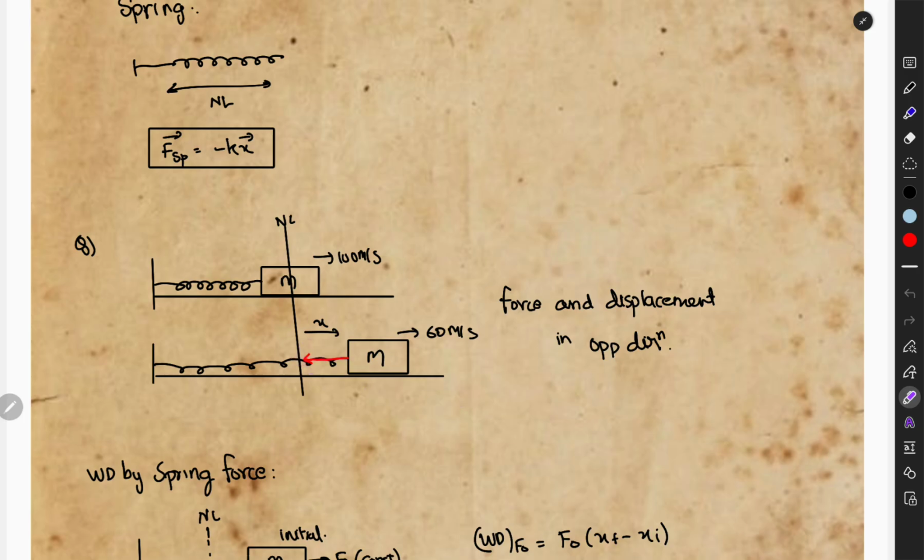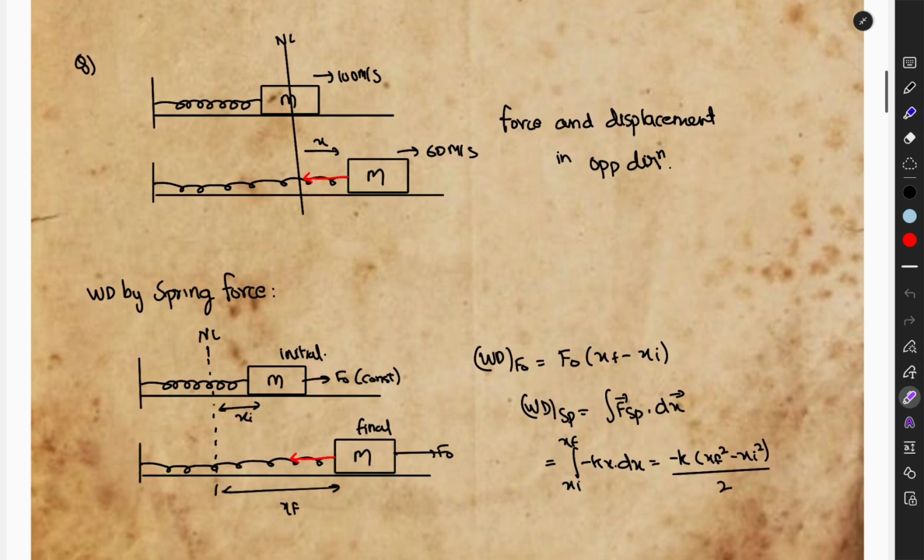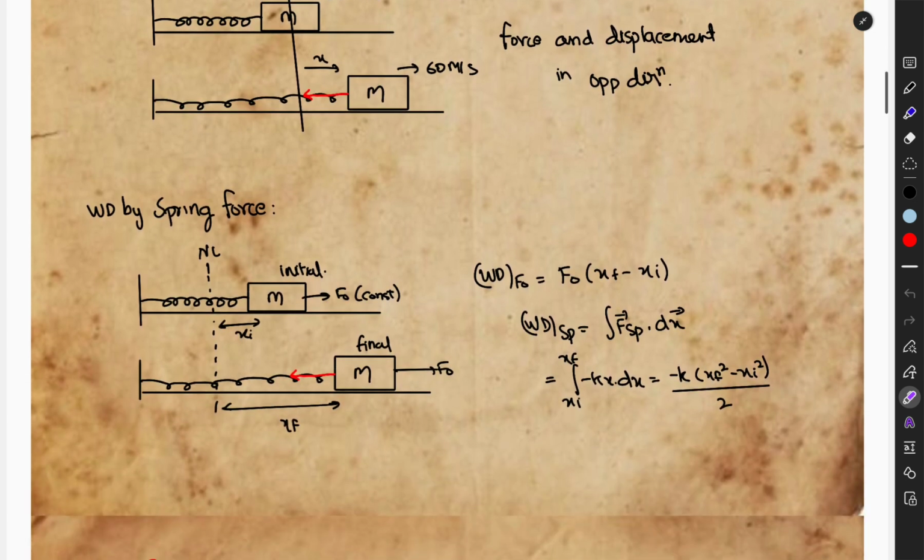Whenever it is compressed like this, we know that the force will be in this direction and the displacement will be in this direction. So in the spring case it will definitely be in the opposite direction, if no hypothetical things come in. In the ideal case it will be in the opposite direction. Work done by spring force.